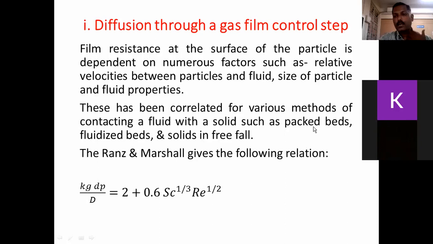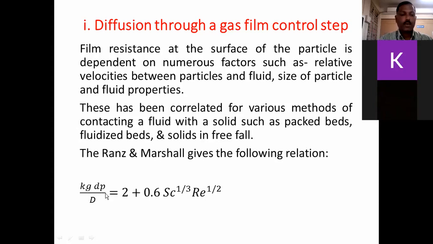These are the reactors used for contacting fluid and solid particles: packed bed reactor, fluidized bed reactor, and solids in free fall. In that case, Ranz and Marshall give the following relation for the dimensionless number: kg dp upon D equals 2 plus 0.6 Schmidt number raised to 1 by 3 and Reynolds number raised to 1 by 2. This is the Ranz and Marshall equation. It gives the relation between size of particle and this dimensionless number.